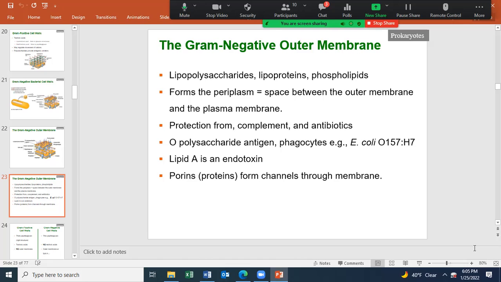The complement protein is something that our body makes to attack foreign invaders, and we might talk about that later in the term. And one example of antibiotics is penicillin G. It cannot move through the outer membrane of the gram-negative cell wall. So penicillin G will not be effective on gram-negative cells.